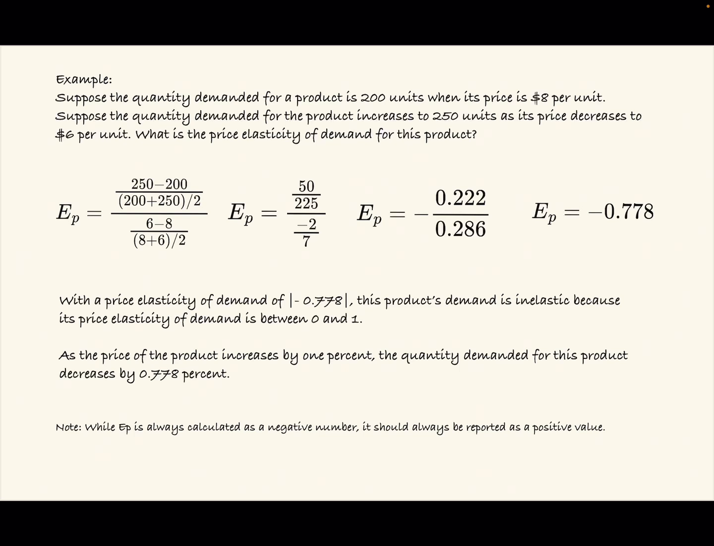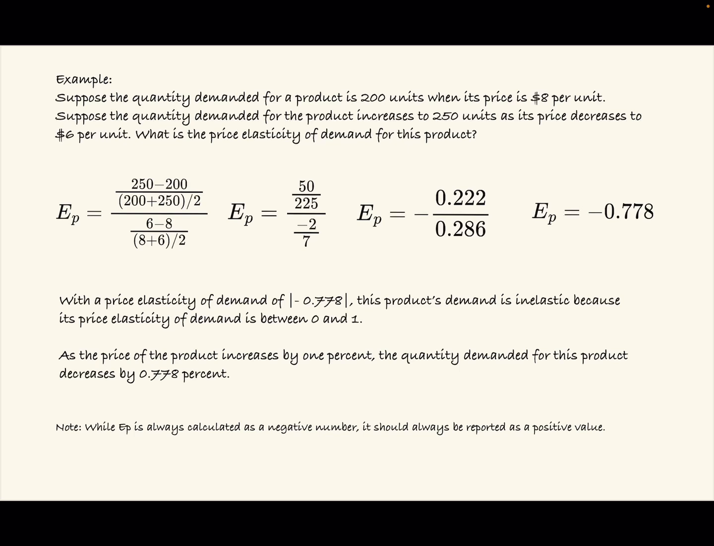Well, let's remember the midpoint formula. We first need to determine which point is point 1 and which point is point 2, so we can use the corresponding prices and quantities at each point to use the midpoint formula. In this case, I use 250 as quantity 2, 200 as quantity 1, $6 is price 2, and $8 is price 1.